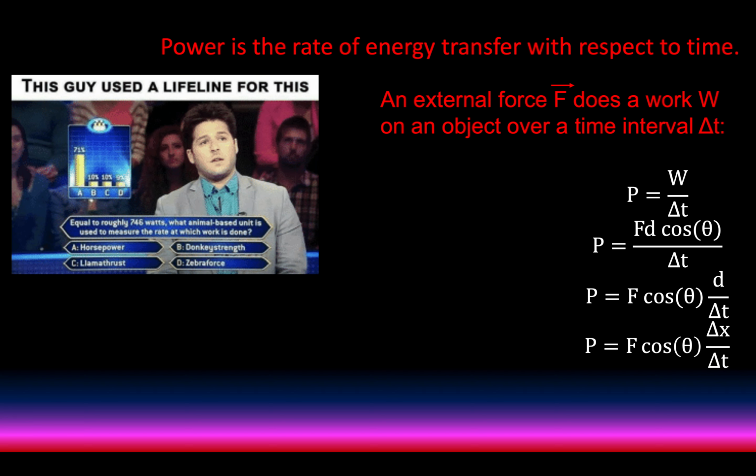The reason I am explicitly rearranging power and writing it in this form is delta x over delta t looks very similar to velocity that we talked about much earlier in this course. So if I want, I could write power as F v cosine theta. And this is the power at any instant in time.